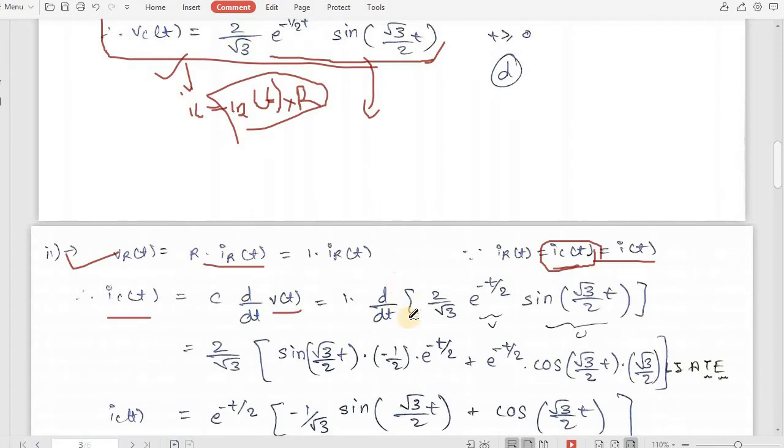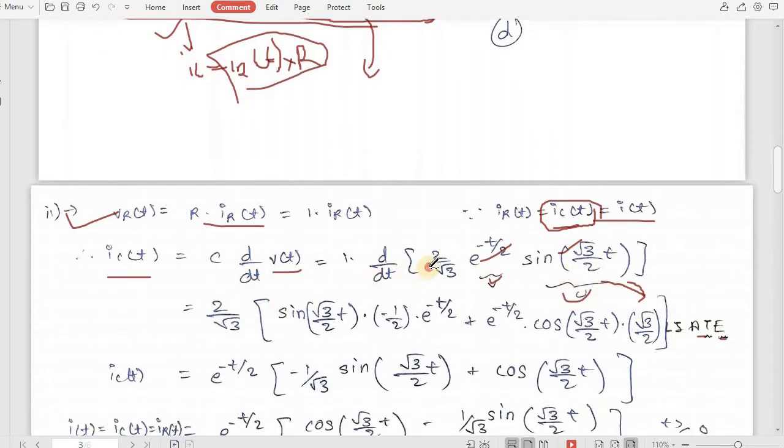So it is d by dt of 2 by root 3 e raised to minus t by 2 multiplied by sine root 3 by 2 t. From the LIATE rule we can see that this is a trigonometric function and this is an exponential function, so we take the trigonometric part first, then e. So the trigonometric part will be our u and this will be our v. We take the constant part 2 by root 3 outside, then u times the derivative of v. The derivative of v will be e raised to minus t by 2 multiplied by minus 1 by 2.